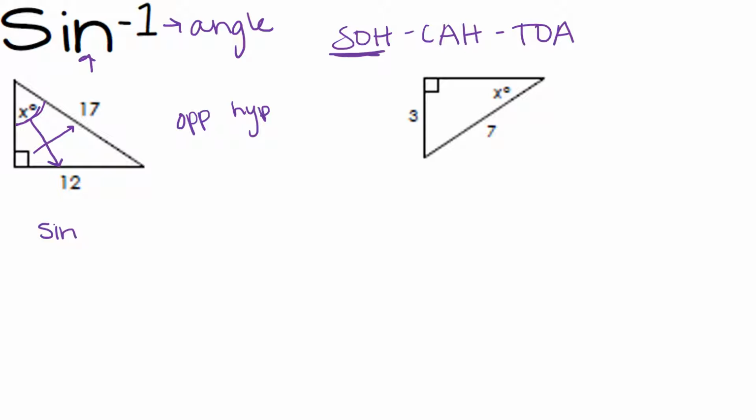So sine, then, we always put in the bubble the angle, but here my angle is unknown, so I'm going to put in x. Okay, so sine equals opposite over hypotenuse. The opposite of my angle x would be 12, and the hypotenuse is 17. So this should look pretty similar to the way we've been setting up our trig ratios.